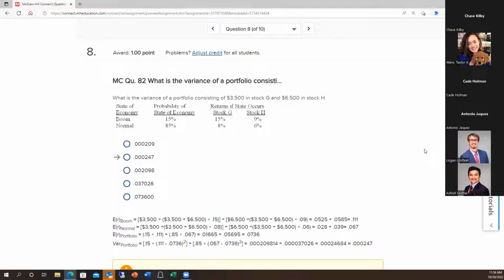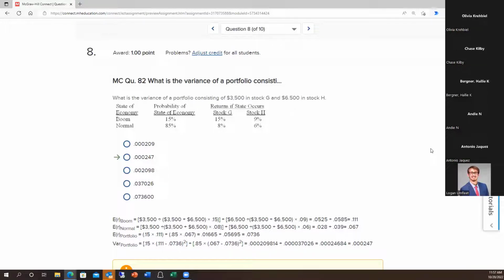Okay, so this one is going to be nasty, so I'm going to start with a clean sheet of paper. They ask us, what's the variance of a portfolio consisting of $3,500 in stock G and $6,500 in stock H? By the way, what's the total value of the portfolio? $10,000. So what would the weight on stock G be? 0.35. And then what would the weight on stock H be? 0.65. You can check your work by adding those together to make sure they equal 1.